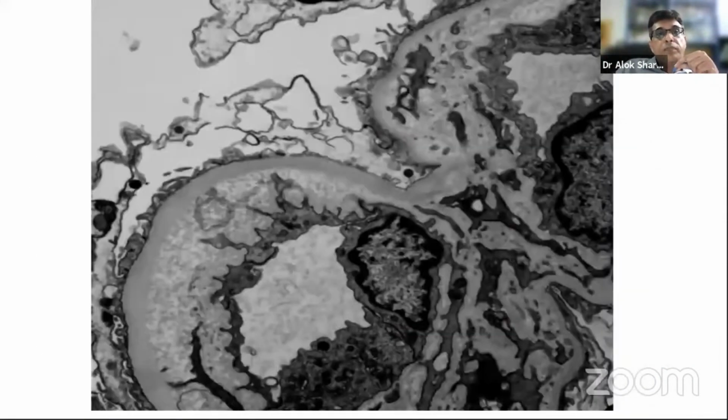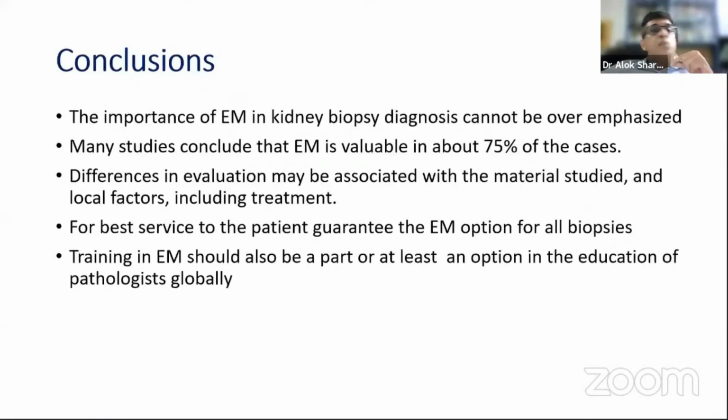So to conclude, the importance of EM in kidney biopsy diagnosis, of course, cannot be overemphasized, and it is useful in about 75% of the cases. And it's important to guarantee this option to all the patients. And what's not happening right now is that training in EM should be a part of at least an option in the whole clinical curriculum globally.